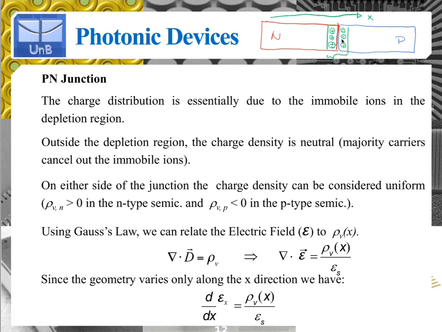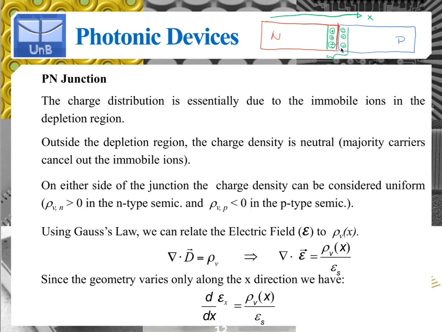Along the x direction, we can assume that the charge density rho v, the volumetric charge density in the N-type side, is positive because you have these positive ions here, and in the p-type semiconductor side we can assume that you have a uniform volume charge density. So rho v in the p-type side is negative because you have negative charges here.